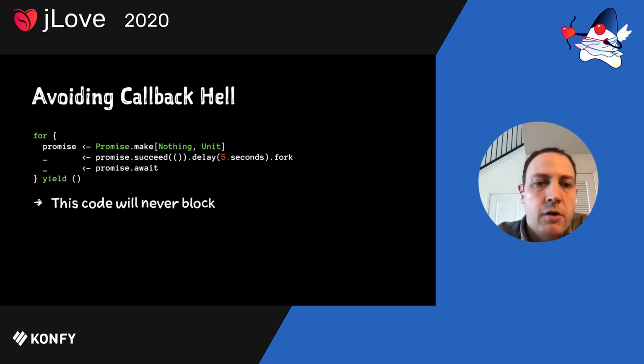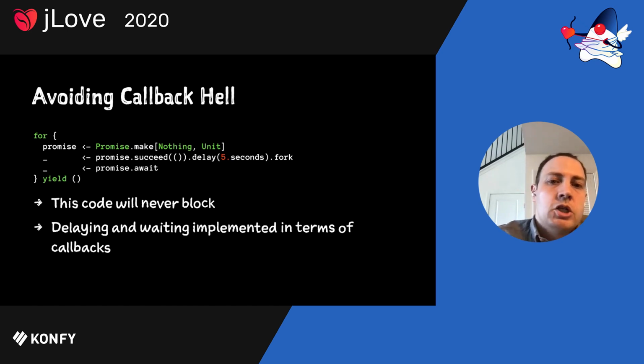And so the cool thing about this is that this code is never going to block any operating system threads. Both the delaying 5 seconds here and awaiting the promise are internally implemented as callbacks. So when we say delay here, we just tell the runtime, okay, stop executing this, go ahead, execute other things. And after 5 seconds has passed, start executing this again. But no thread is actually ever waiting to do work here. And a similar thing happens when we await the promise.